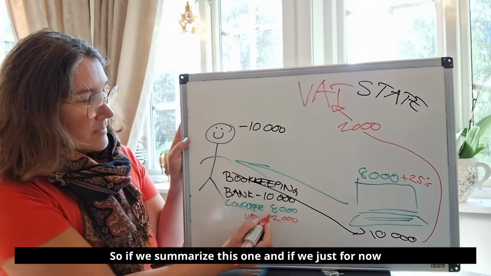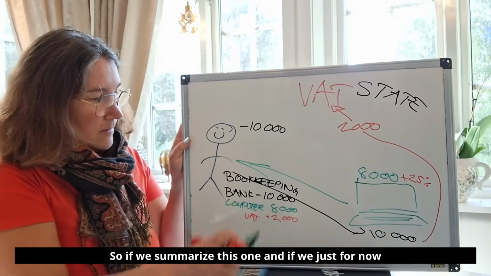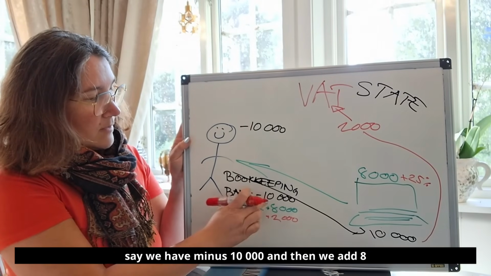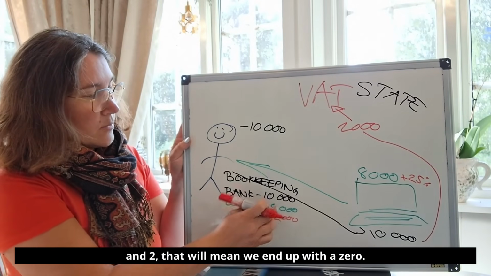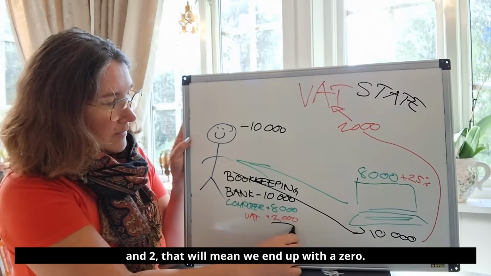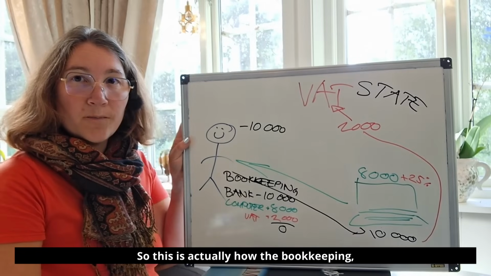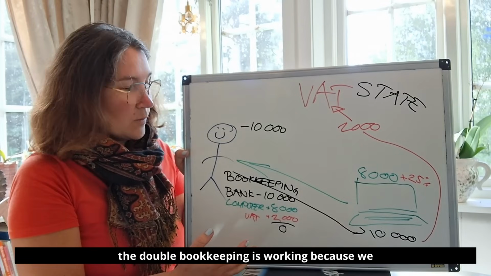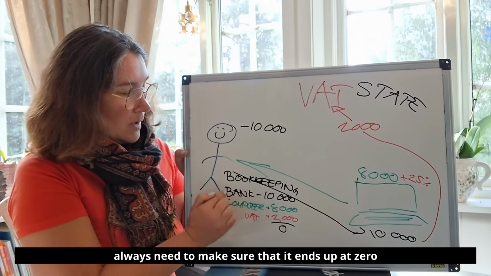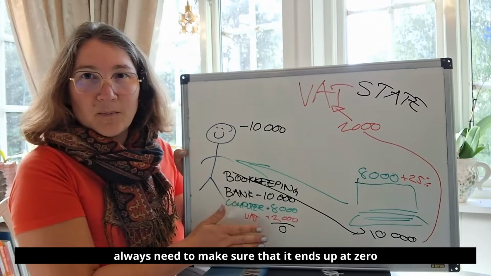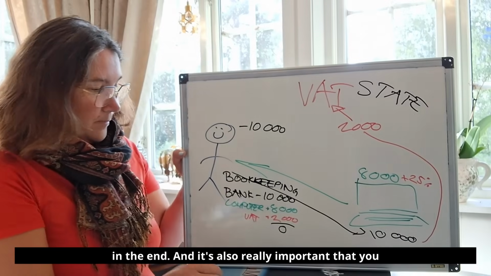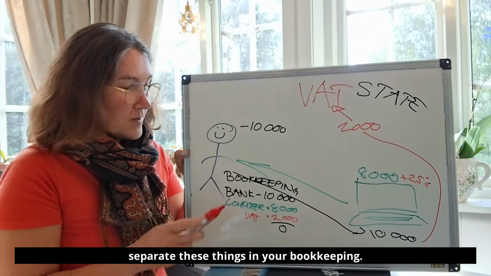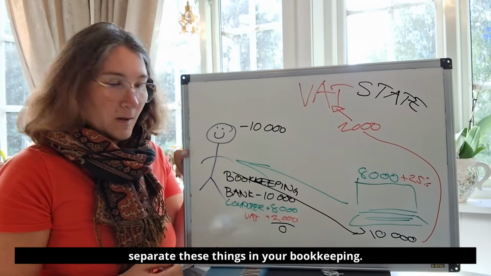So if we summarize this, we have minus 10,000 and then we add 8 and 2 and that will mean that we end up with a 0. So this is actually how the double bookkeeping is working, because we always need to make sure that it ends up at 0 in the end. And it's also really important that you separate these things in your bookkeeping.